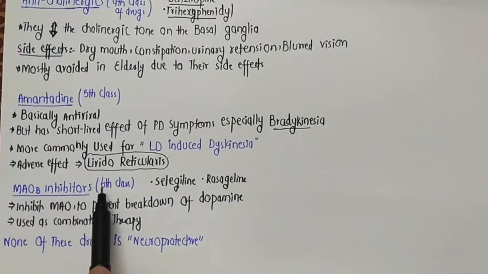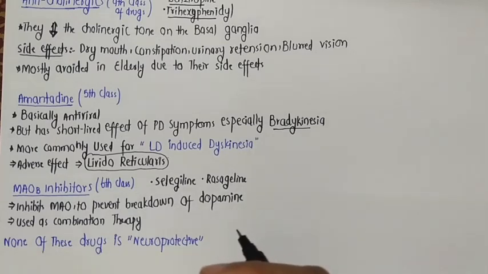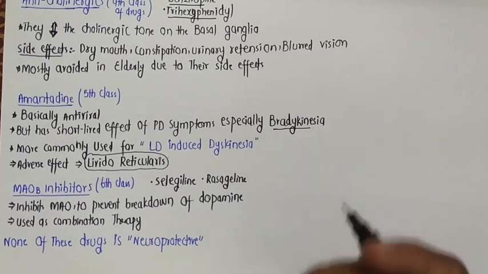MAO-B inhibitors comprise the sixth class of drugs used in Parkinson's disease, and it includes selegiline and rasagiline. They inhibit monoamine oxidase to prevent breakdown of dopamine, and are always used as combination therapy with levodopa and carbidopa. Interestingly and unfortunately, of the six classes of drugs we have discussed, none is neuroprotective. None of these has been shown to change the actual course of the disease.